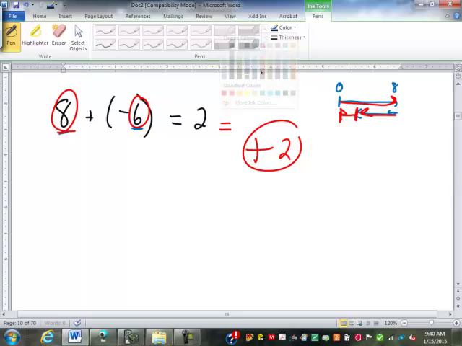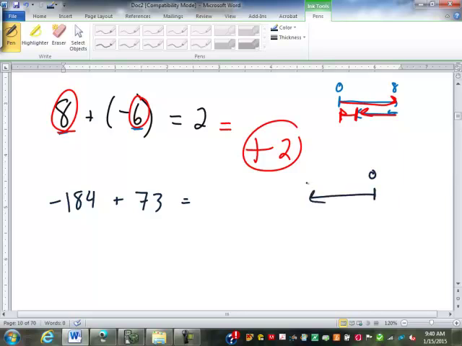So if we have larger numbers there, like a negative 184 plus 73. We set our 0. Here's negative 184. Positive 73 goes the opposite direction, longer or shorter? It's going to be shorter. So this tells us that we're on the negative side of 0, so the answer is negative, and the result is the difference between 184 and 73. So we're just going to subtract. 184 minus 73 is 111.